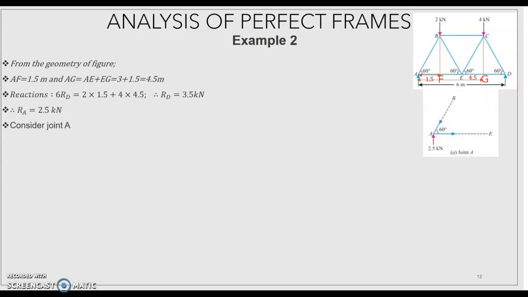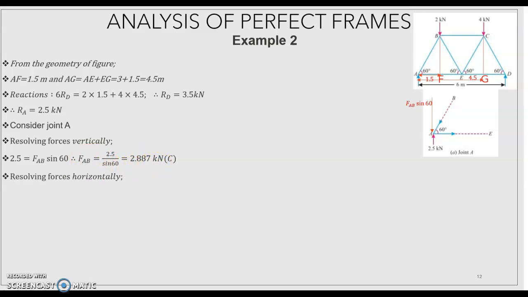Then consider joint A. Draw the free body diagram of joint A. Vertically, the vertical forces are the 2.5 kilonewton reaction upward, and the vertical component of AB acting downward. That is FAB sin 60. So equating these two, we get 2.5 is equal to FAB sin 60. We get FAB is equal to 2.887 kilonewton.